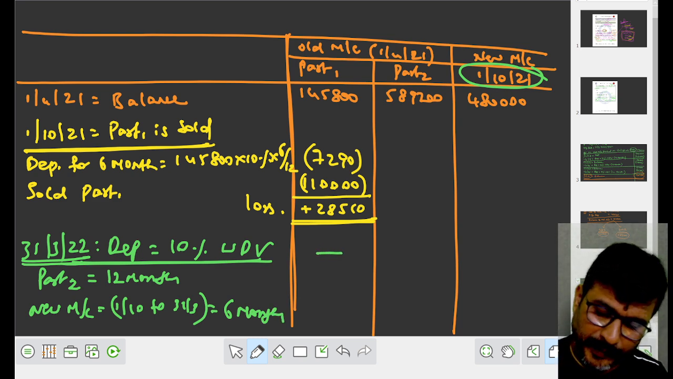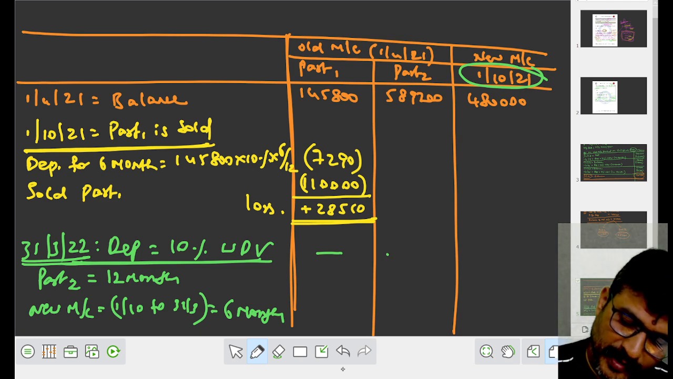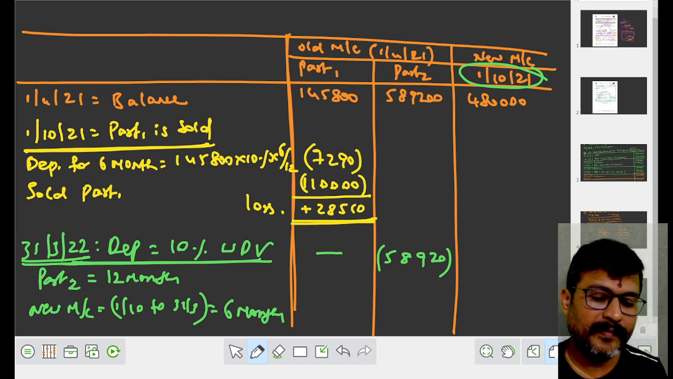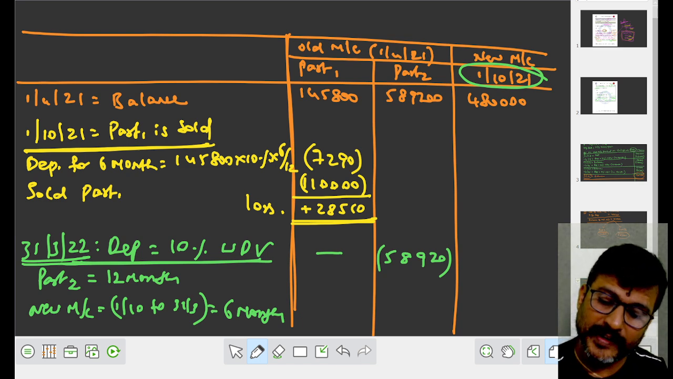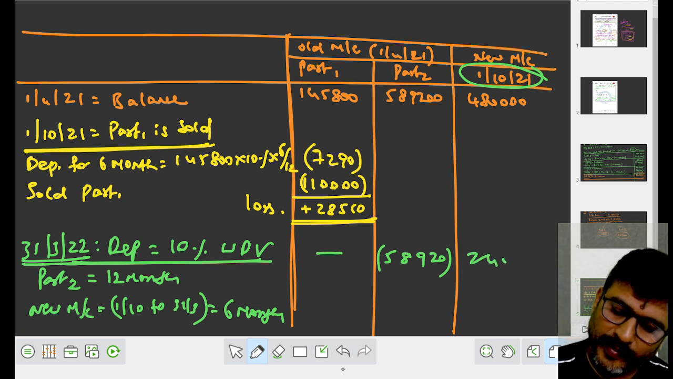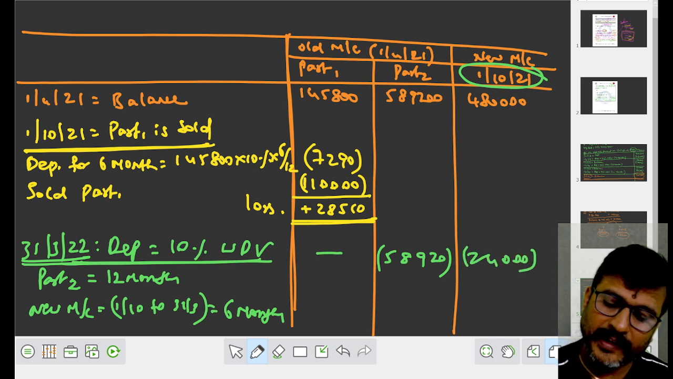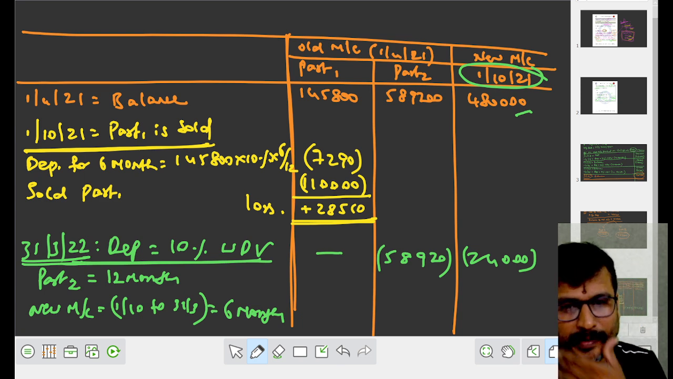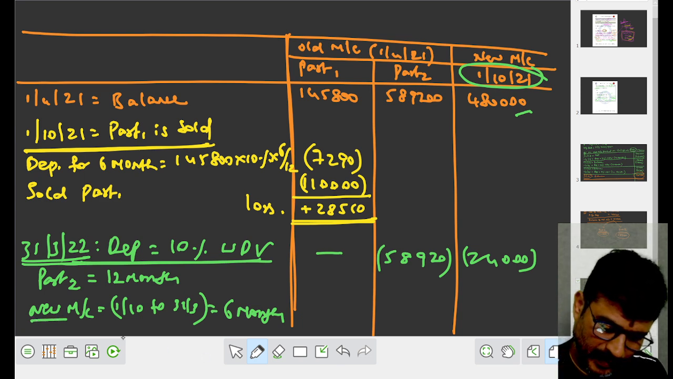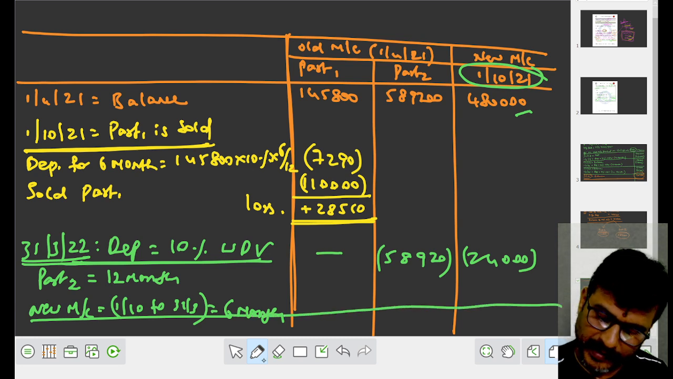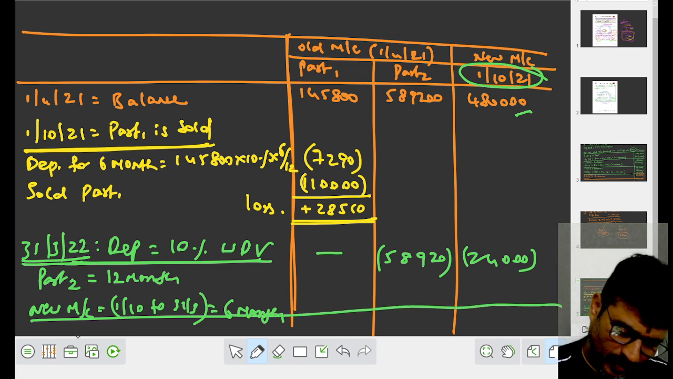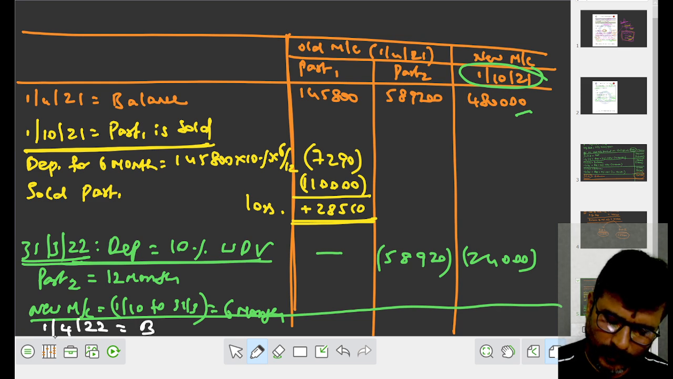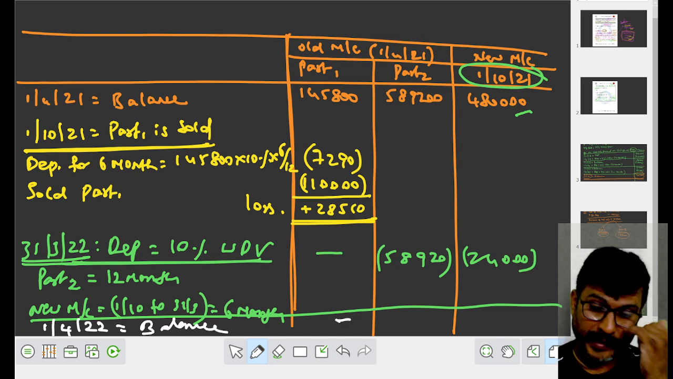Now let us work out depreciation. On this it comes to 58,920. Am I right? On the new machine we have to work for 6 months. It comes to rupees 24,000, like 4,80,000 into 10% into 6 by 12. Now let us work out a balance. The balance is to be worked out on what date? On 1st April 22 as a balance.